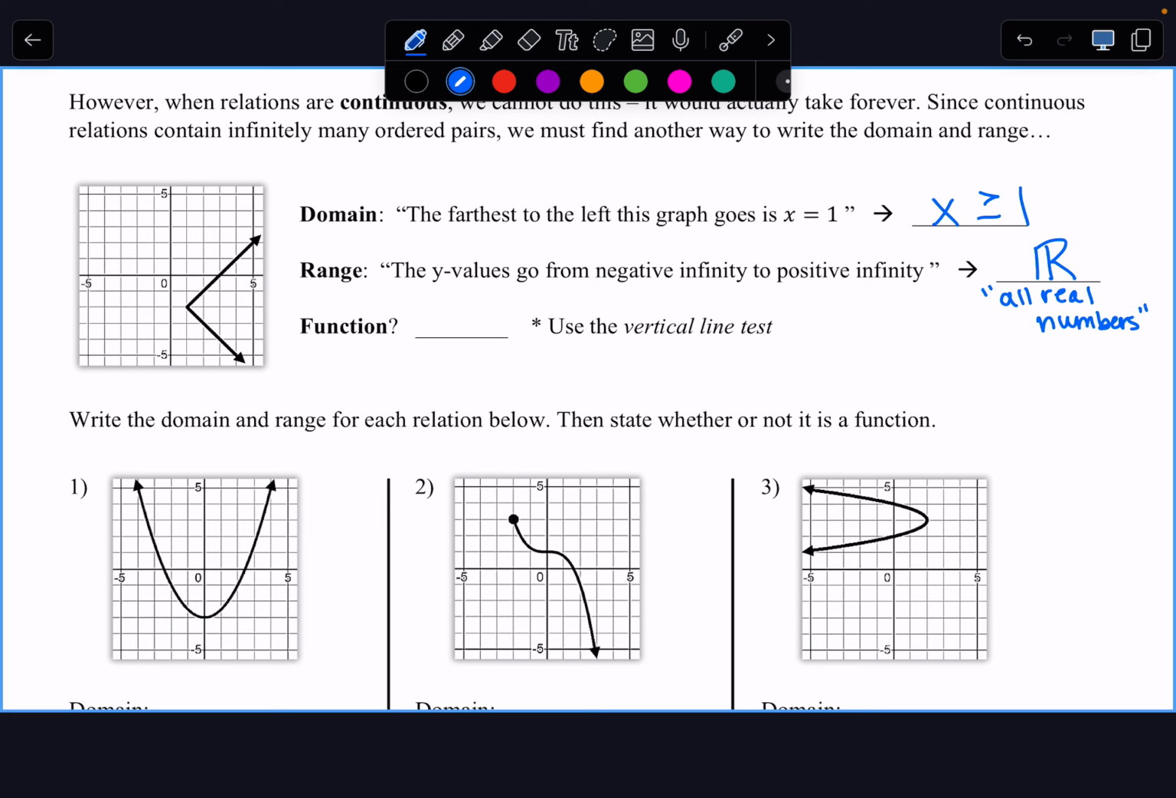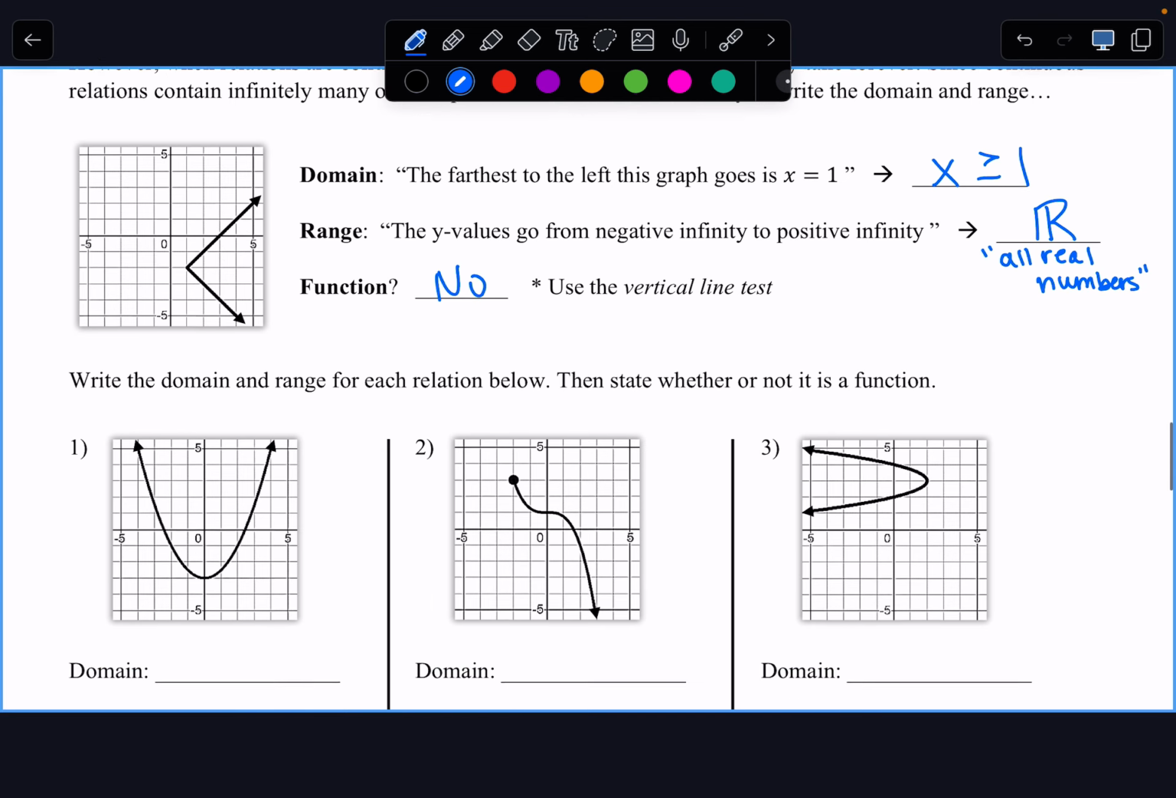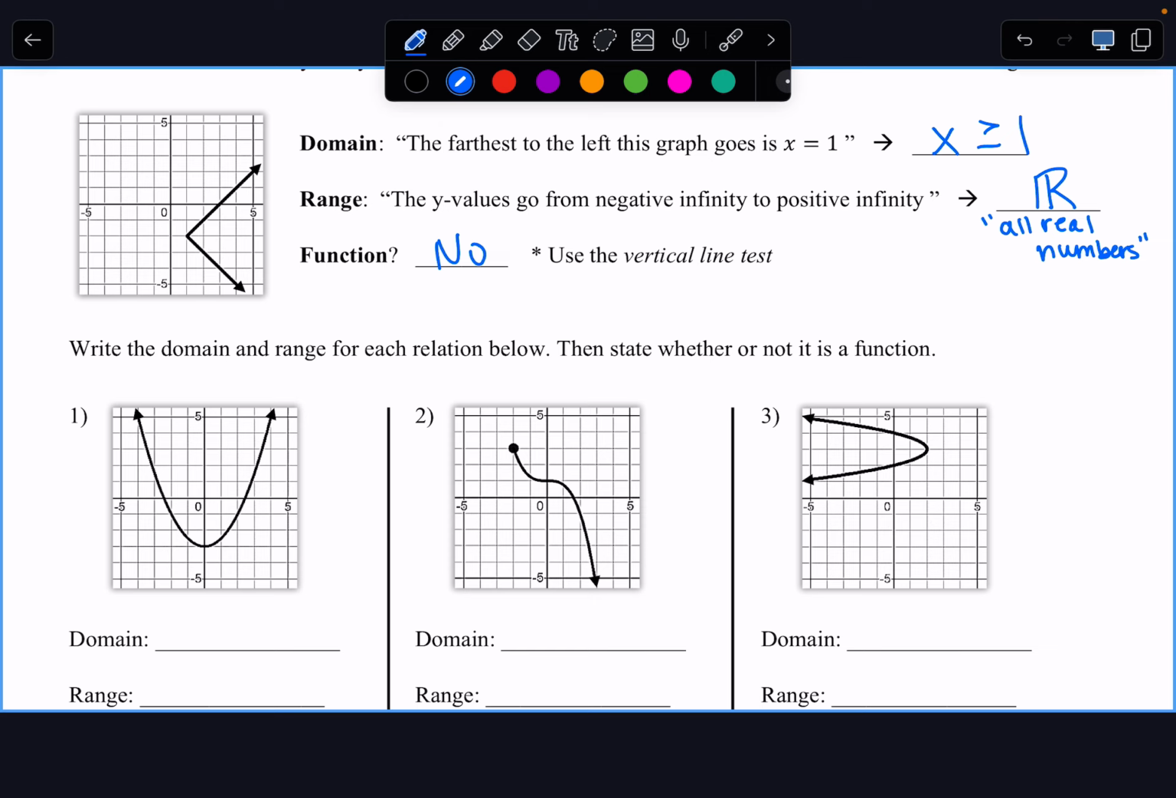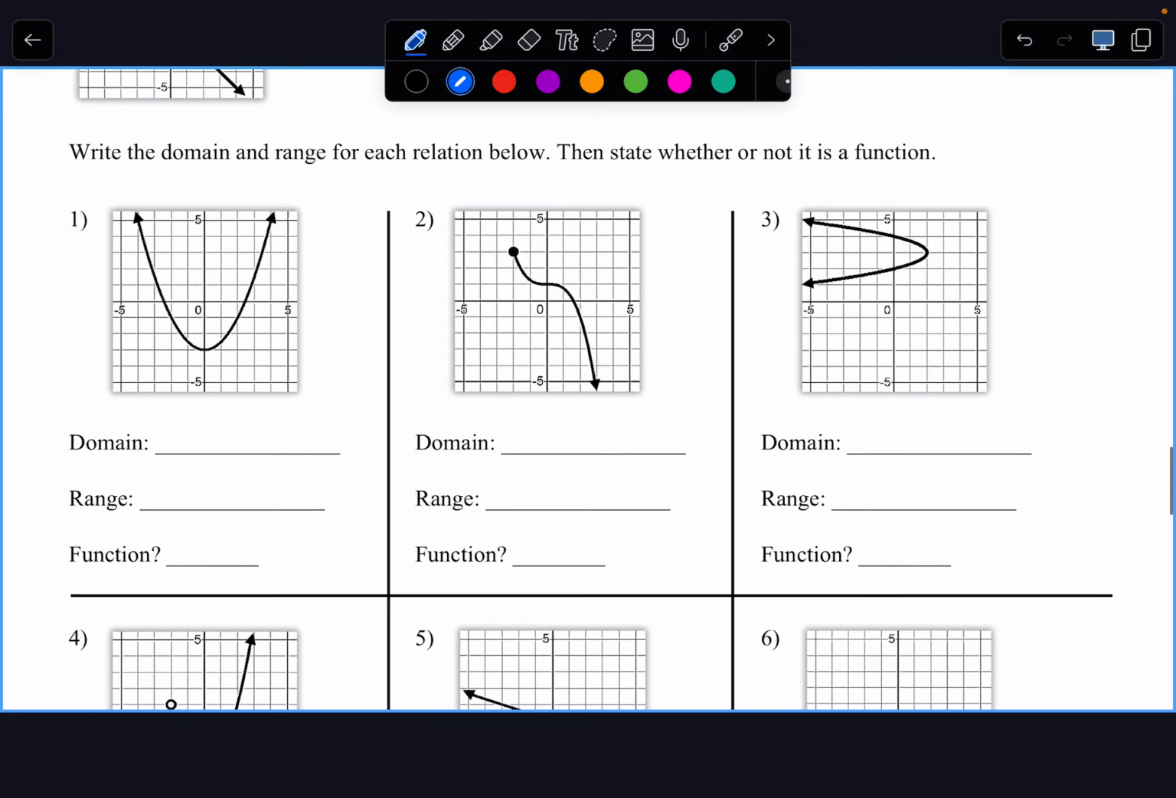Is this a function? No. So technically, the negative would be below the graph, because it's starting with 4 squares. So all down here is negative, all up here is positive. Yep, that's exactly right, Joey. So look at number 1.